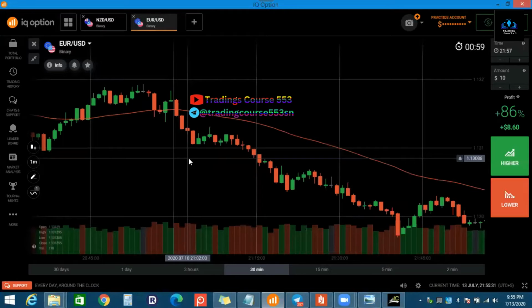So the 50 moving average is a confidence for traders. It is a confidence for us that we are believing in the 50 moving average that the trend is in a downtrend. So that is our confidence about the trend.